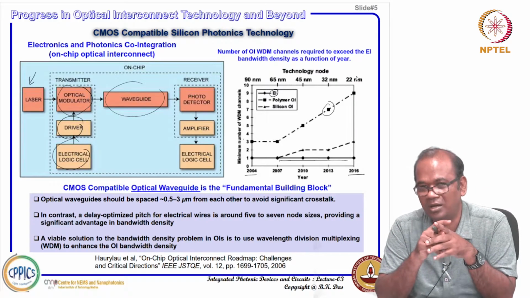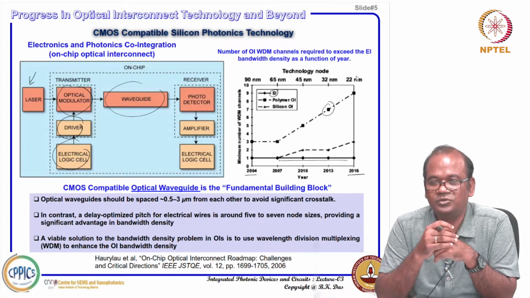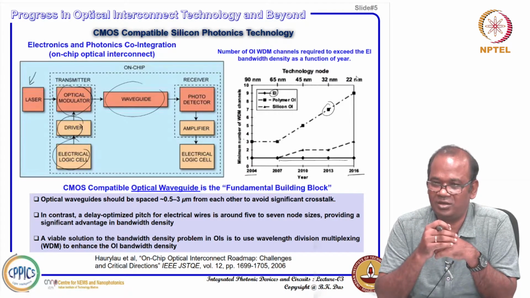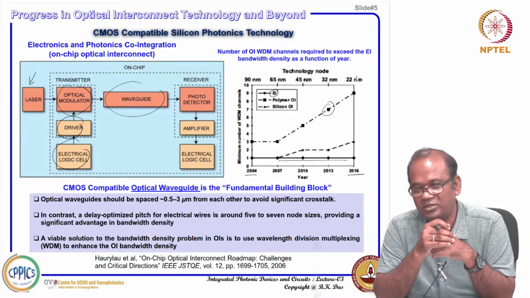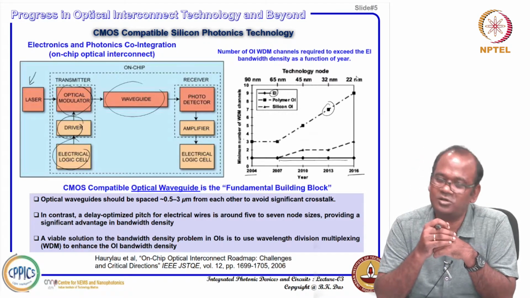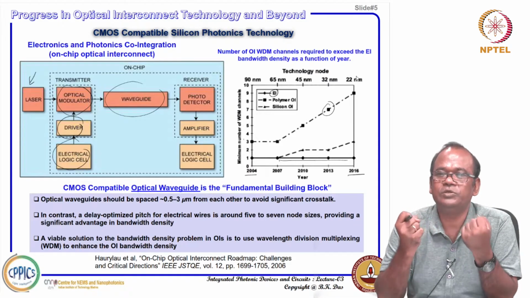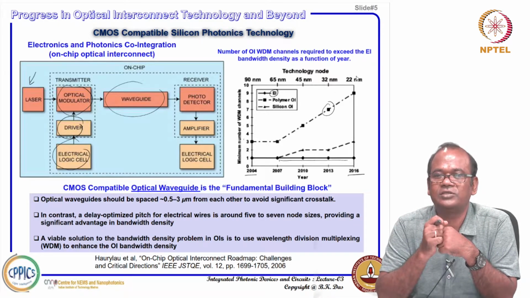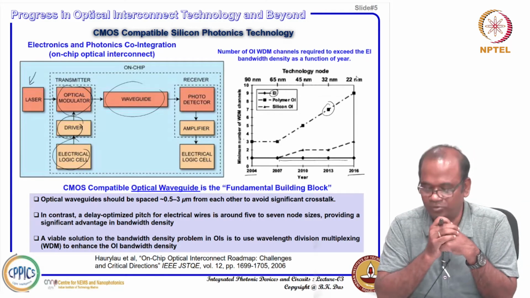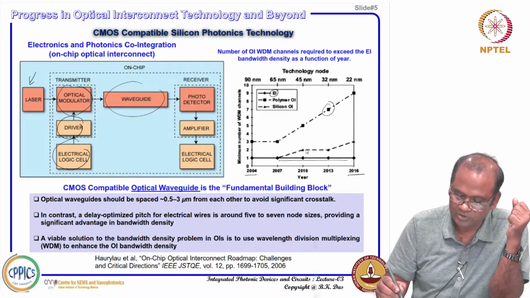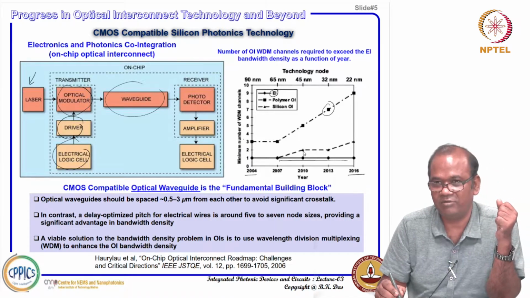But you know, polymer in a silicon chip, in an electronics chip, is very difficult. Polymer is temperature sensitive, and also it is not CMOS compatible. So, it is always good if you can use silicon as the waveguide material. For that, the technology has to evolve. In that case, the number of channels required is much less.